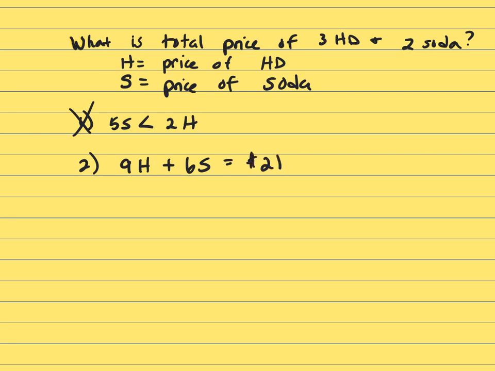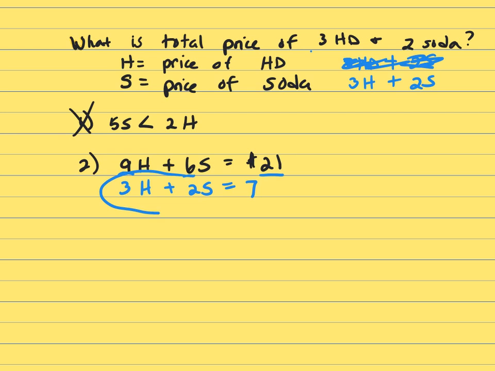Now look here. We're trying to find the total price of 3 hot dogs plus 2 sodas, 3H plus 2S. So in this problem, there's a common factor of 3. I'm going to divide everything by 3, and that will give me 3H plus 2S equals 7. So the cost of 3 hot dogs and 2 sodas is $7. Answer is B.